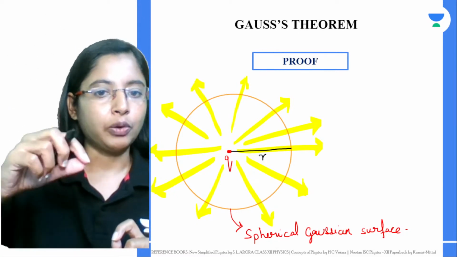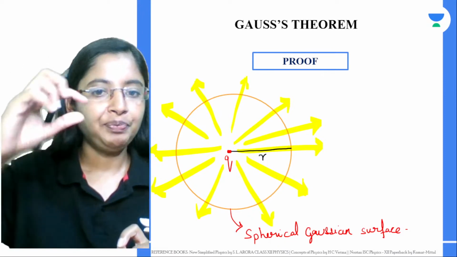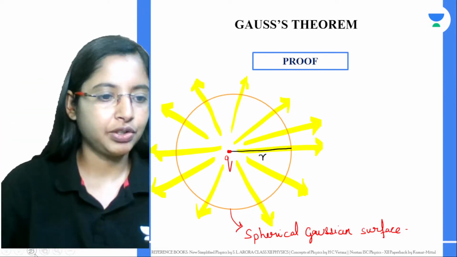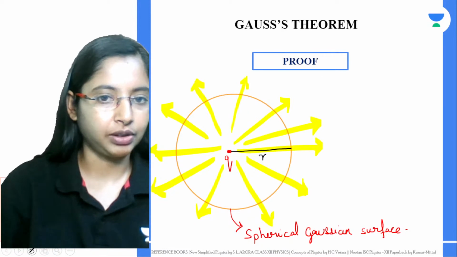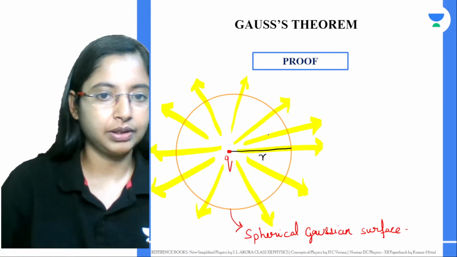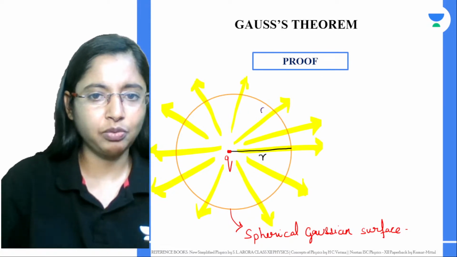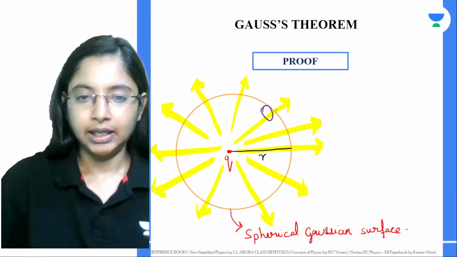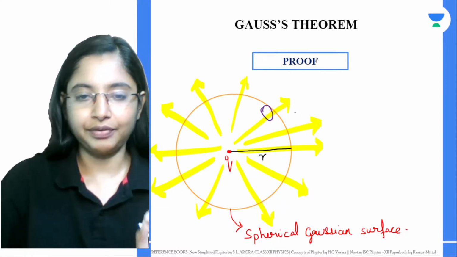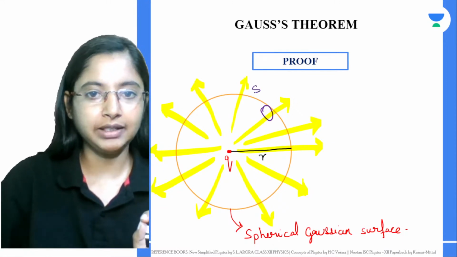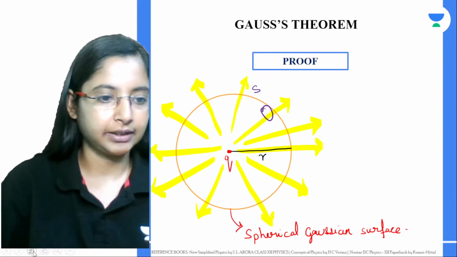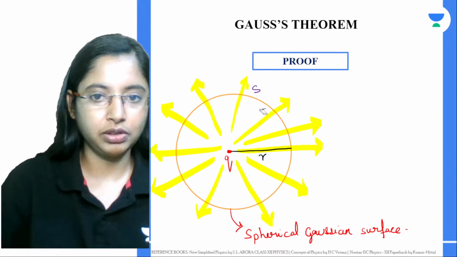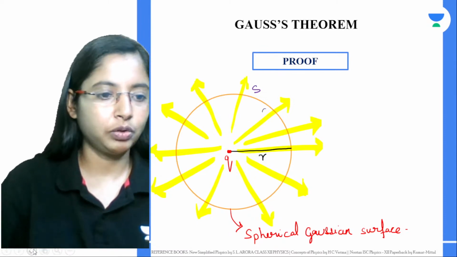Now from here, we are going to take a very small surface on this particular surface. Let's say the entire surface is S, and the small surface that we are considering, let's take that as ds. The entire surface is S, and the small surface that we are considering is ds.